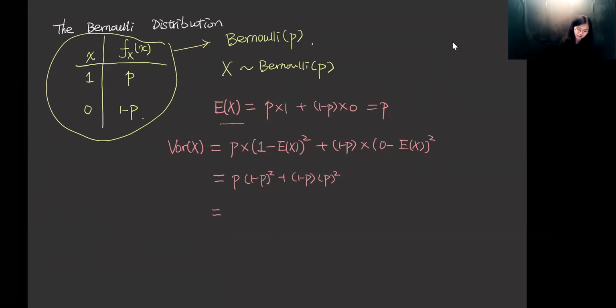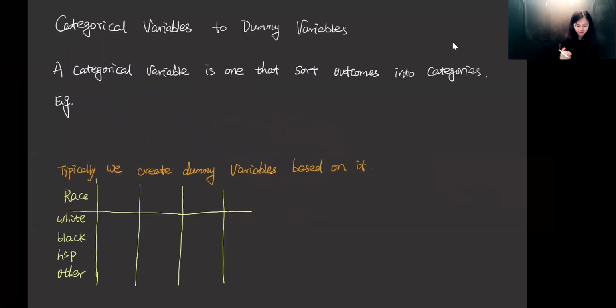To further simplify this, we can factor out the common multiplier P as well as the common multiplier 1 minus P. So we're left with 1 minus P plus P. 1 minus P plus P is 1. So in the end, we get P times 1 minus P. So the variance of a Bernoulli random variable is success rate times the failure rate, 1 minus the success rate. All right, so this two-value distribution is very easy to study, and there is not much to say about it.